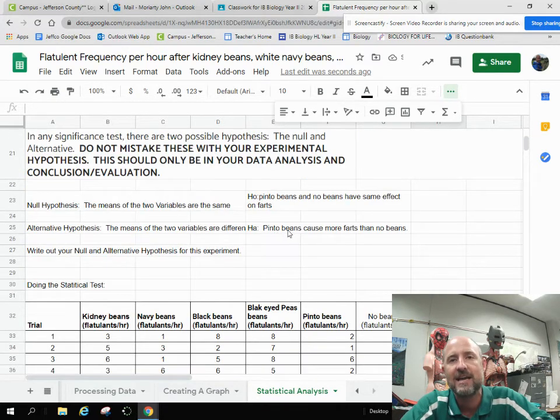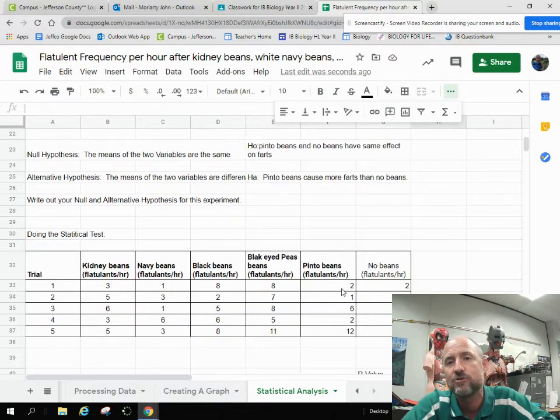So what that means is I cannot, with this data, say that there is a difference between the amount of flatulence in pinto beans and the amount of flatulence with no beans. There could still be, that's why we fail to reject. We're not saying that it's impossible that there's a difference, but we're saying with the data that we've collected and the information here, there is no way that I can tell you that pinto beans cause more farts than not eating beans, not with this data, okay?